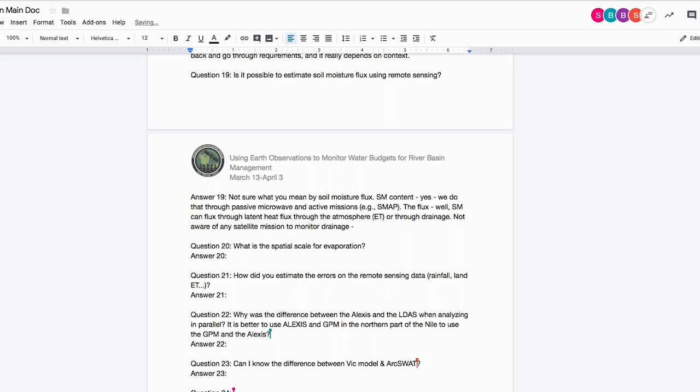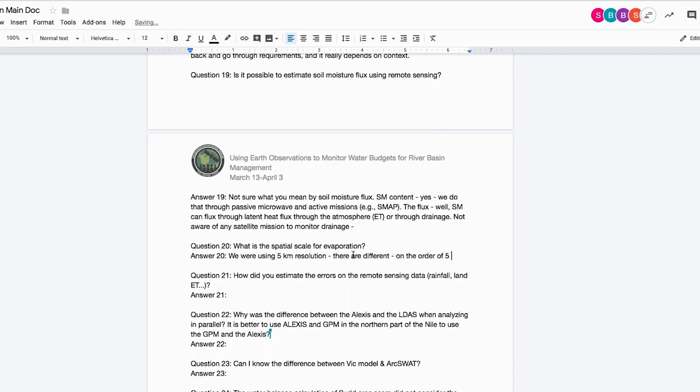What is the spatial scale for evaporation? So if we're talking about resolution, the ALEXI products that we were using are 5 kilometer resolution. There are different products that range, on the order of a few kilometers resolution.